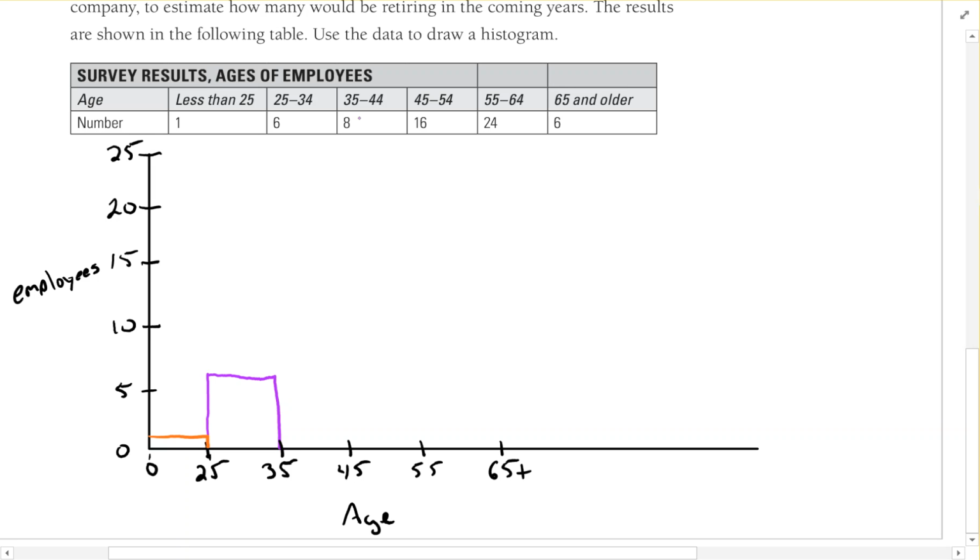And then 35 to 44. So 35 to 44 says 8. So I'm going to go up, not quite to 10, and then down. And then 45 to 54. So that goes up to just past 15, so 16 there.